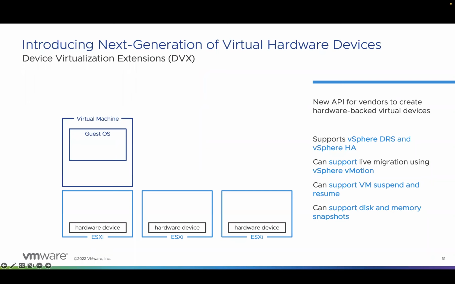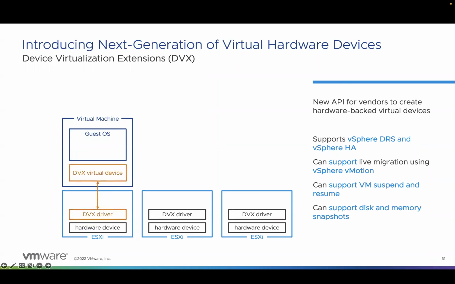And device virtualization extensions will build on dynamic direct path IO with its new framework and API, so that the virtual machines consuming these hardware devices will be able to do things like live migration using vSphere vMotion. It'll support suspend and resume, and things like snapshots for both disk and memory. So how does this work?